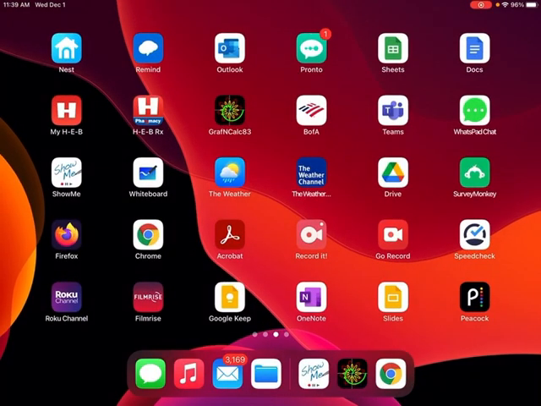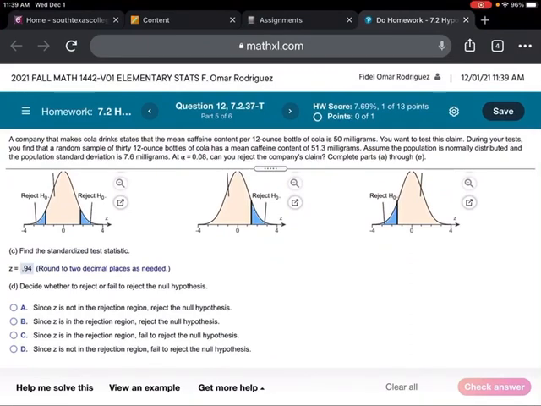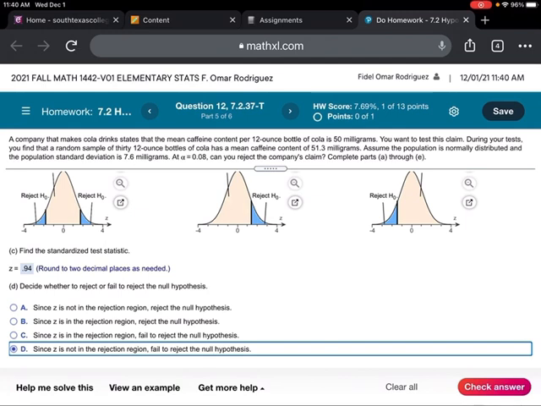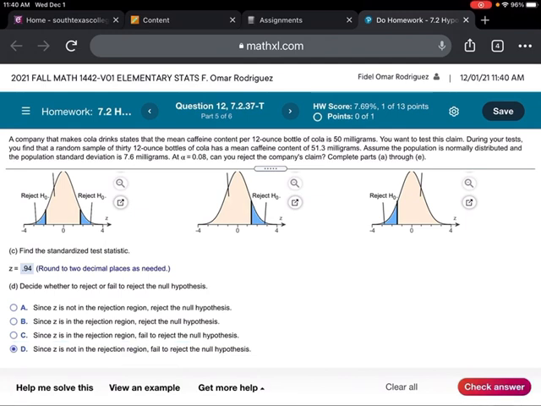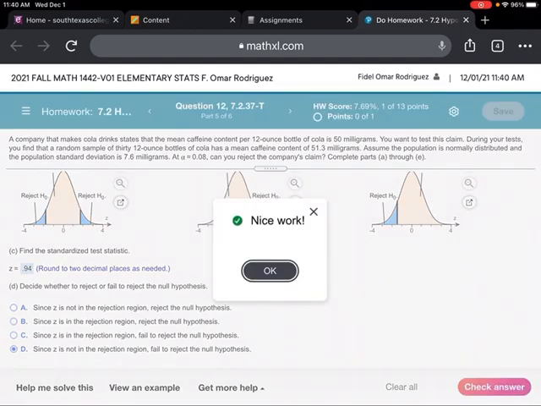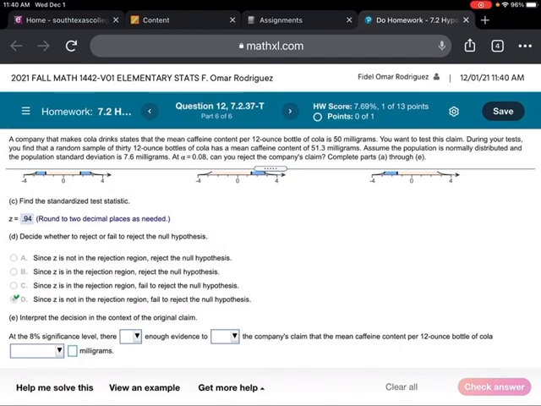Okay, so now I'm going to come back to my original problem. And we're going to say since z is not in the rejection region, we're going to fail to reject the null hypothesis, right? We fell somewhere in the middle. We're going to check our answer. Okay. All right. So now we have to decide what it is we're going to do.